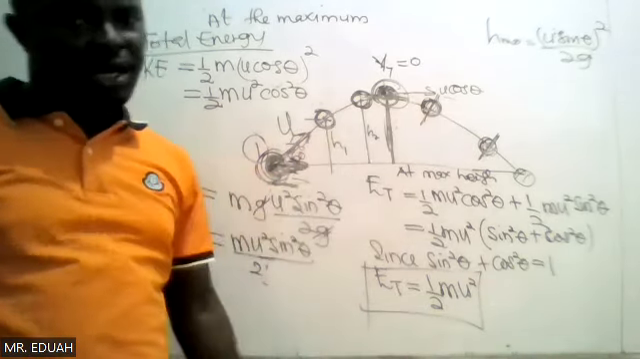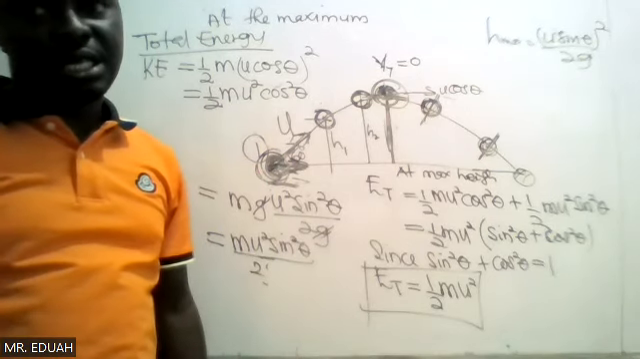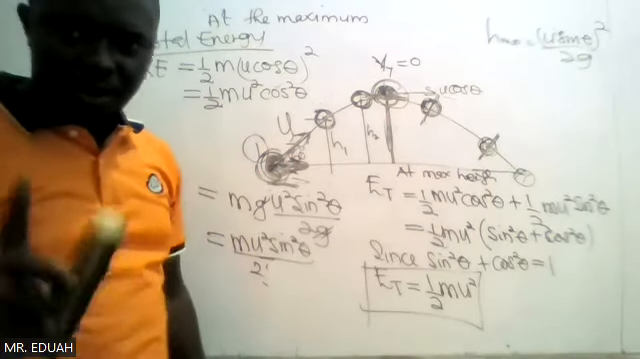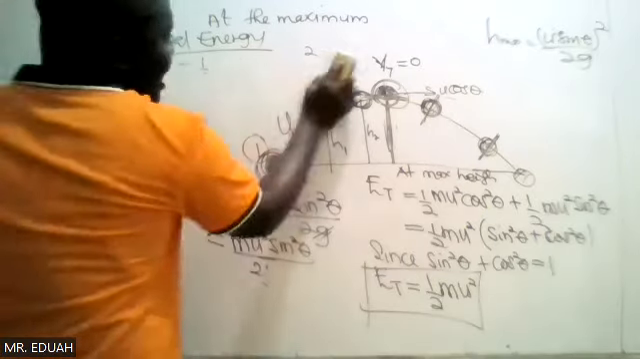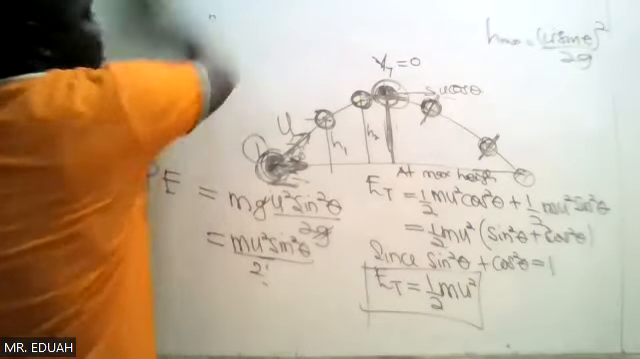The path taken by the projectile is described to be parabolic. Why parabolic? This is the reason.